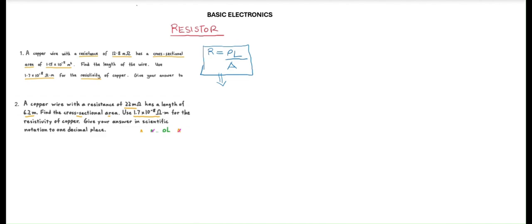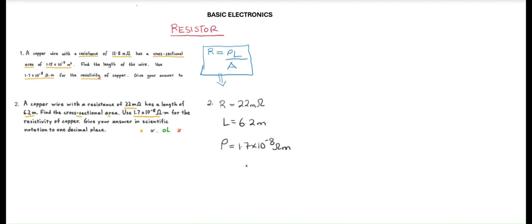All right, so that was the first question. Now let's look at the second question, question two, let's look at the solution for it. So we have a copper wire with resistance. So the resistance for the copper wire is 22 milliohms, has a length of 6.2 meters. Then the resistivity of this copper wire is 1.7 by 10 to the power negative 8 ohms meter.